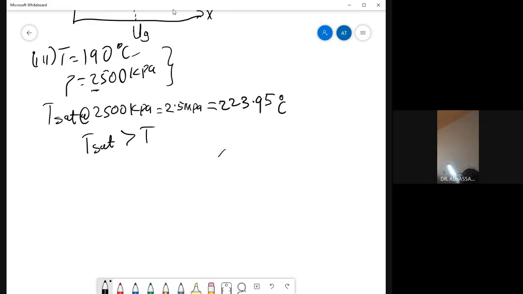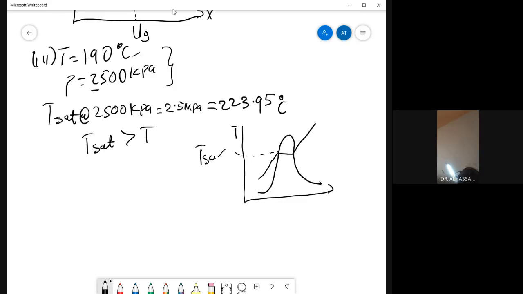Let's see, we have a TV diagram. This is our constant pressure line. This is our T saturation, and the temperature of the fluid given, T equals 190 degrees Celsius, is in this region. So what will be the conclusion? What is the phase? Compressed. This is the compressed liquid region.